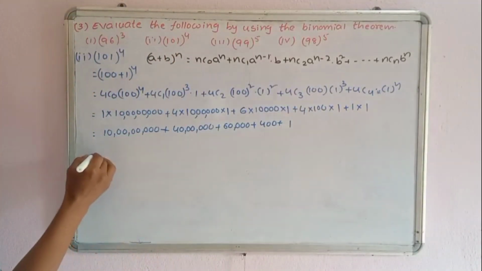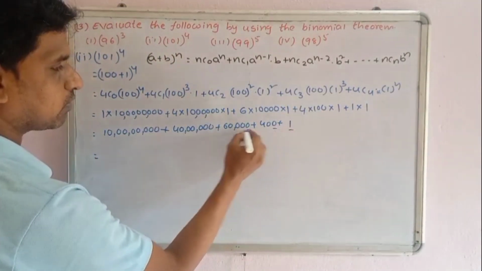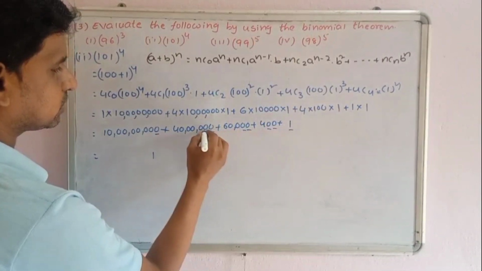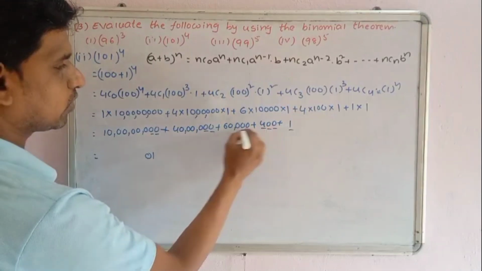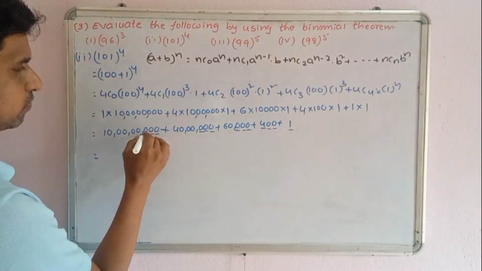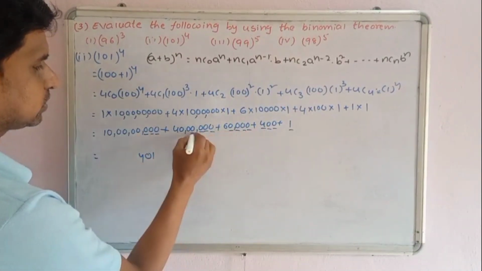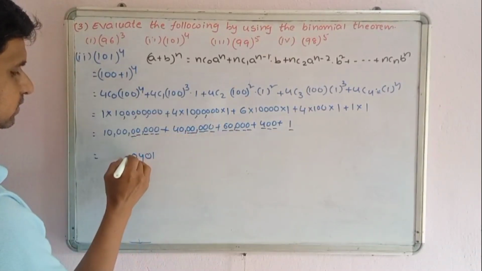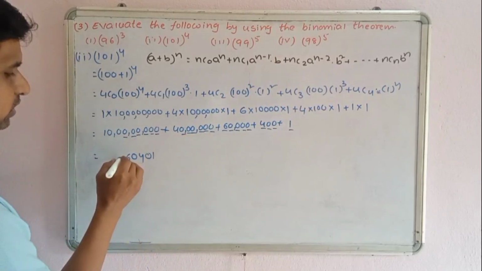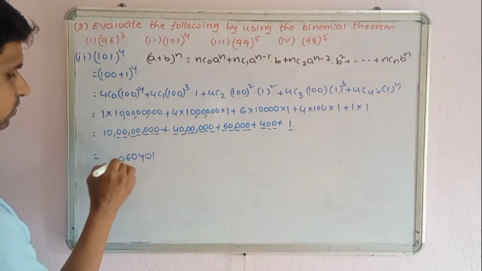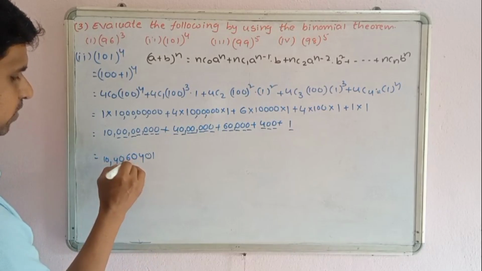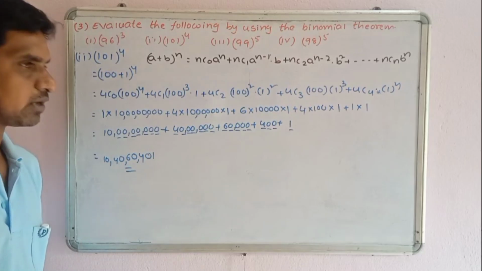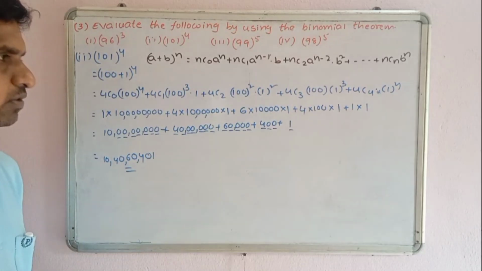Now see the last step. 1 plus 0 is 1. Next 0 plus 0 is 0. Next 4 plus 0 is 4. Next 0. Next 6 plus 0 is 6. Next 0 plus 0 is 0. Next 4 plus 0 is 4. So 10 crores, 40 lakhs, 60,401. The final answer is 10 crores 40 lakhs 60,401.